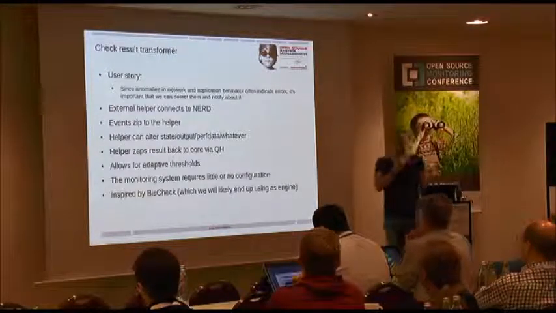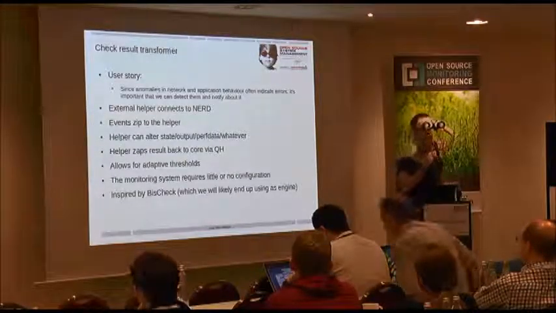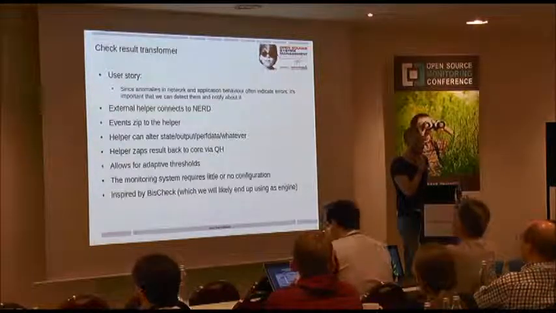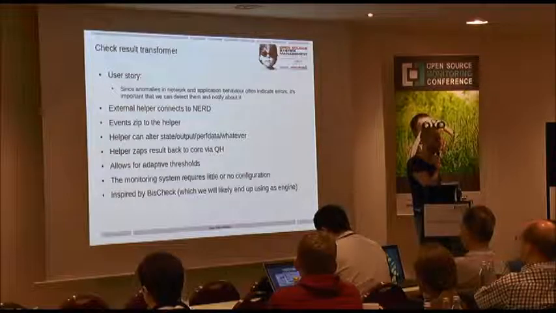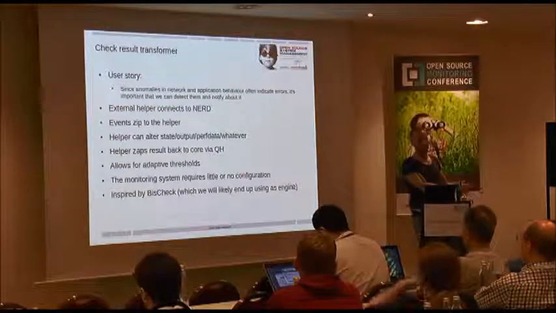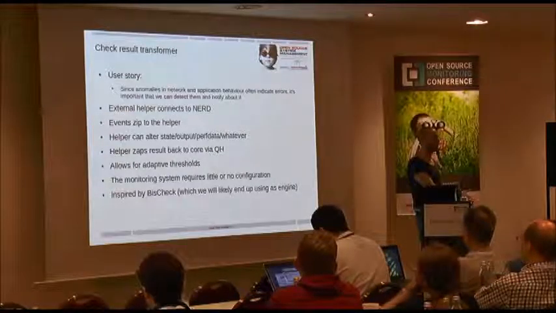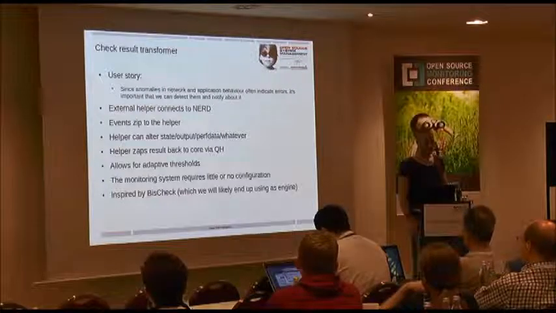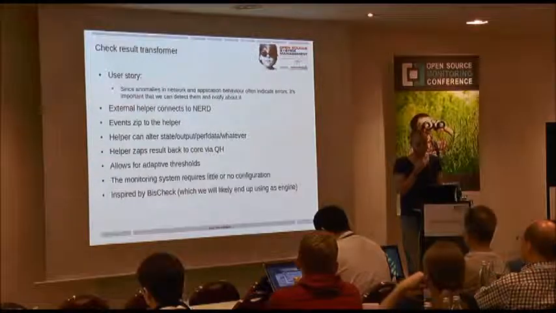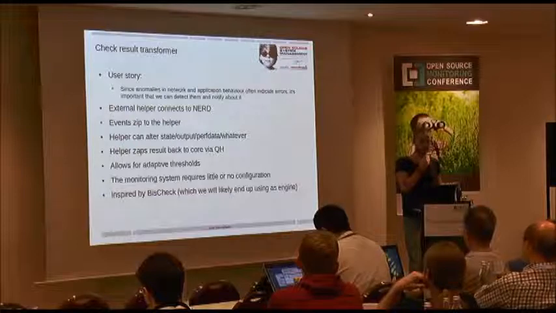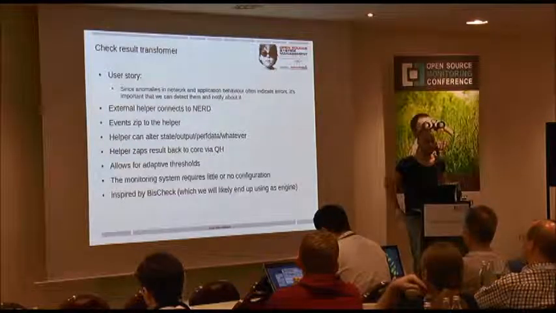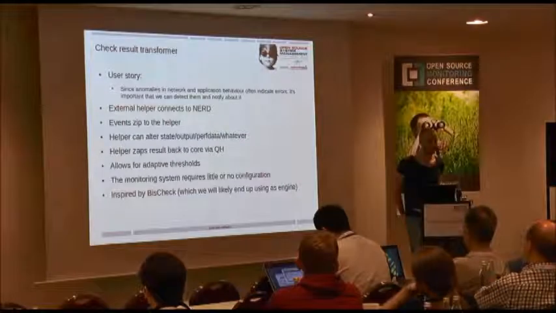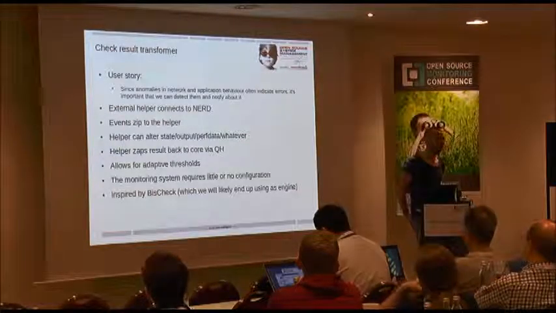Check result transformer. The user story here is that since anomalies in network and application behavior often indicate errors, or there's something you want to know about, is this program doing something it didn't do under the same load last time, then we need to know about it. So we need to be able to detect and notify about it. So it works really simply, actually. An external helper connects to NERD, which is the Naemon event radio dispatcher.